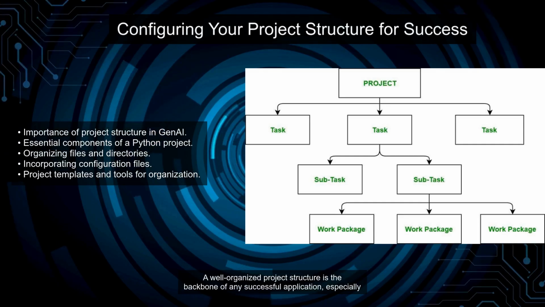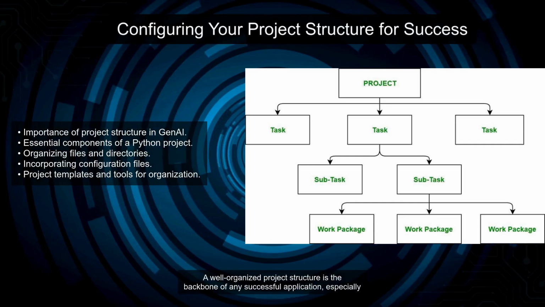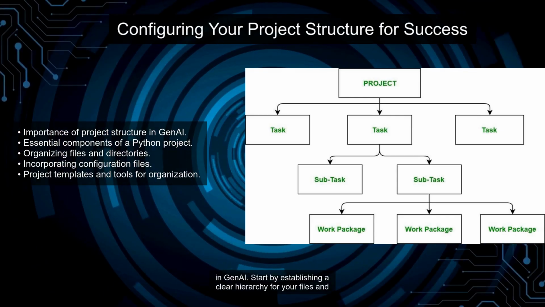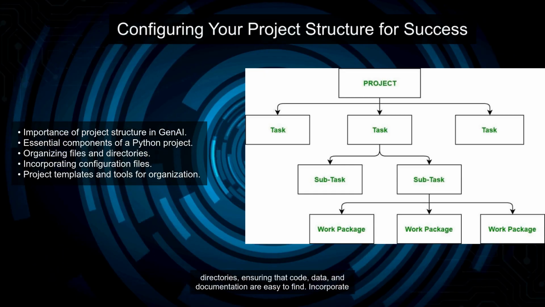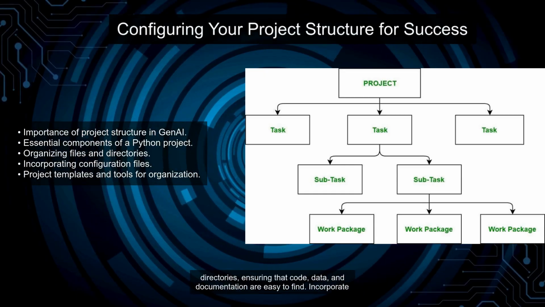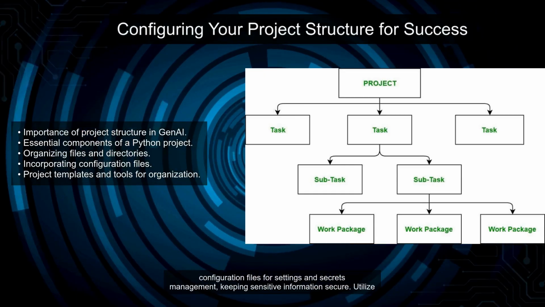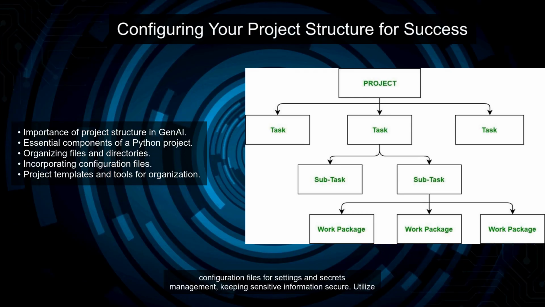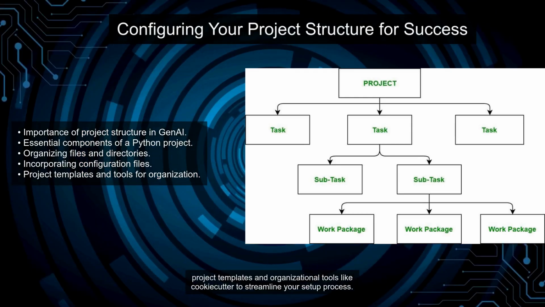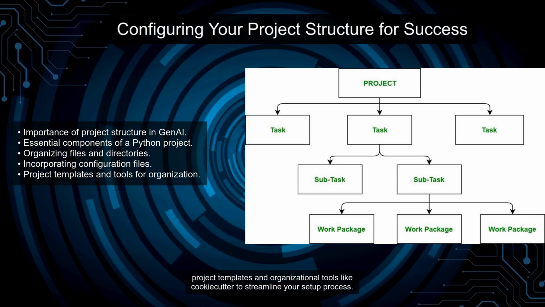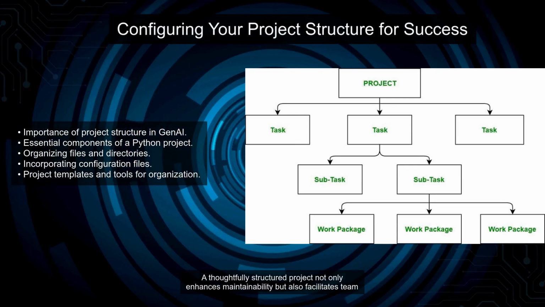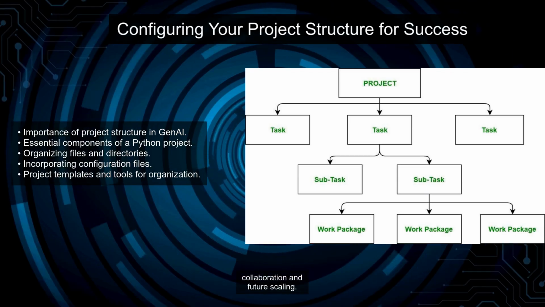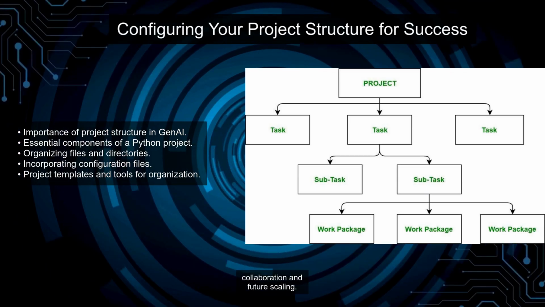A well-organized project structure is the backbone of any successful application, especially in GenAI. Start by establishing a clear hierarchy for your files and directories, ensuring that code, data, and documentation are easy to find. Incorporate configuration files for settings and secrets management, keeping sensitive information secure. Utilize project templates and organizational tools like Cookiecutter to streamline your setup process. A thoughtfully structured project not only enhances maintainability but also facilitates team collaboration and future scaling.